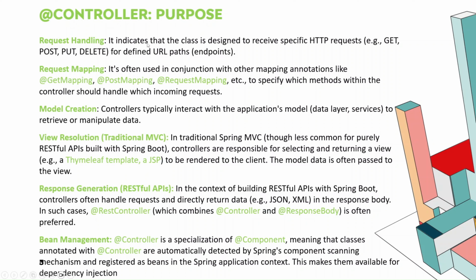Request handling: it indicates that the class is designed to receive specific HTTP requests. The class which you configured as a controller is responsible for accepting those requests and capturing the data. Request mappings: it is often used in conjunction with other mapping annotations like GetMapping, PostMapping, RequestMapping, etc. When you deal with HTTP GET methods, you use GetMapping, and when you deal with HTTP POST methods, you use PostMapping. There are other annotations too, and we'll go deeper into them.